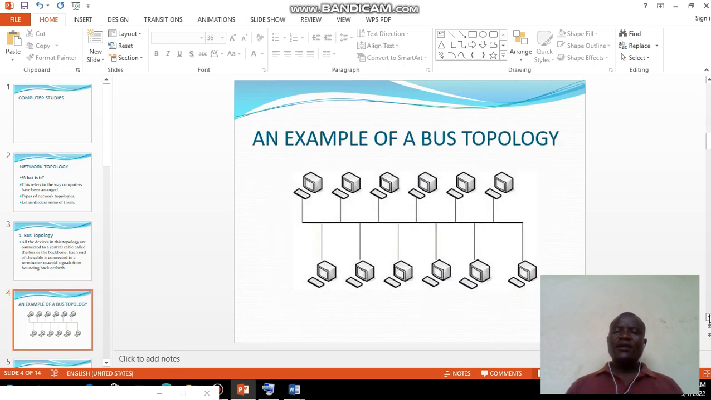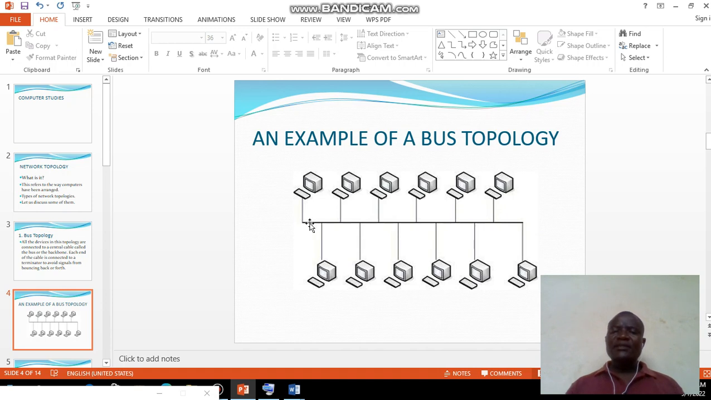Okay, now we look at an example. Here we have got an example of a bus topology. Now these are nodes here, or computers. Down again here we have got the computers. Then here we have got the main cable. Remember, we are saying that in this topology all the computers are connected to a central cable. So this is a central cable. All these computers are connected or linked to this cable. Down here these computers are also connected to the same cable.